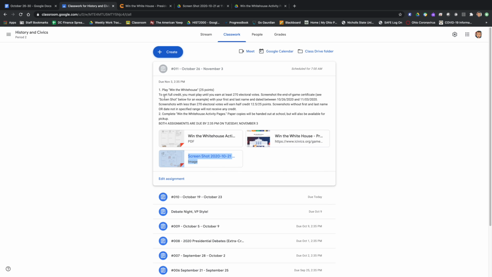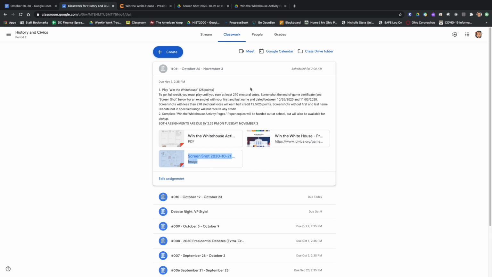So you see it says here, play Win the White House, and that's worth 25 points, guys. Now, to get full credit, you must play until you earn at least 270 electoral votes. We know that the president is not elected if he wins 269 votes. You have to get 270 electoral votes to be named President of the United States. So you have to play this game until you win the White House.